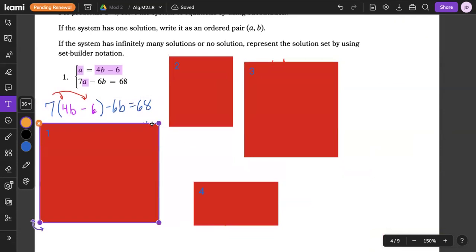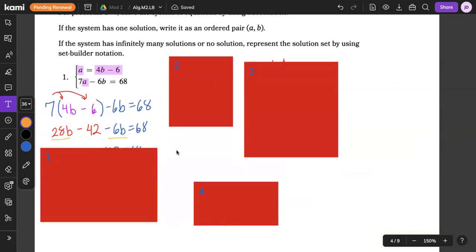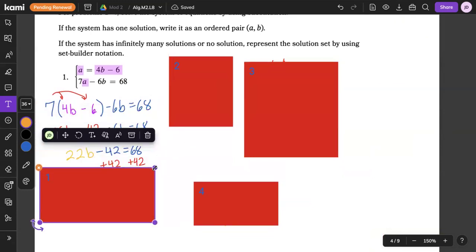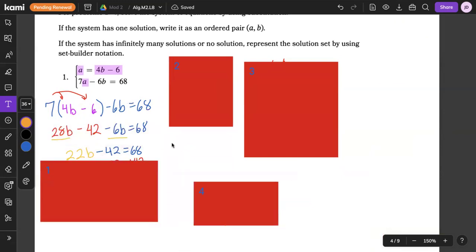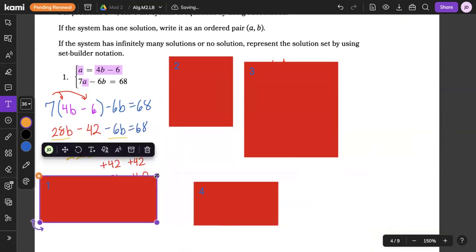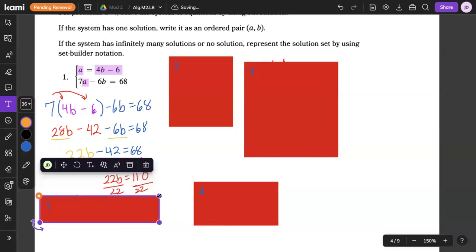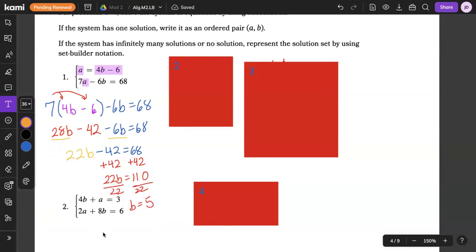And from there, I simply solve as you would: distribute, combine like terms, add 42 to both sides, divide by 22, and we end up with b equals 5 for our solution here. So we have half of our solution, right? The next thing we need to do is then go and put 5 in for b and solve for a.